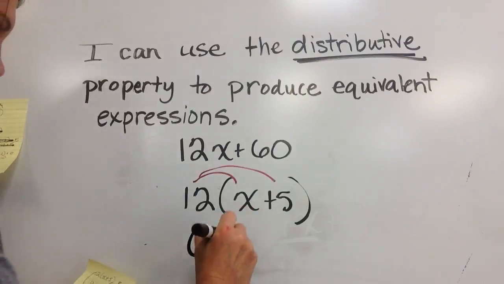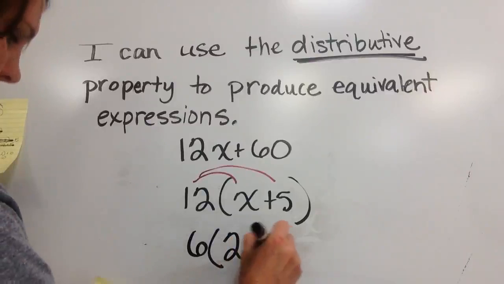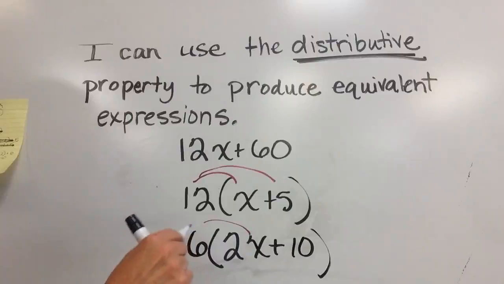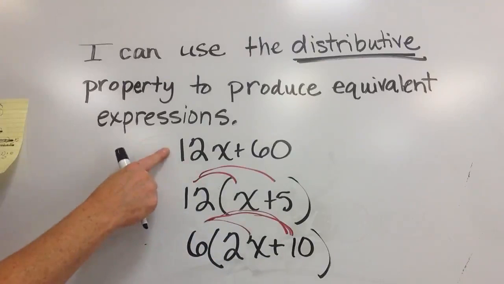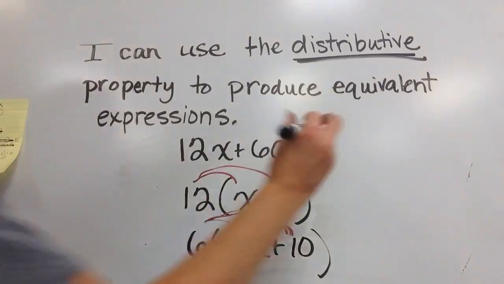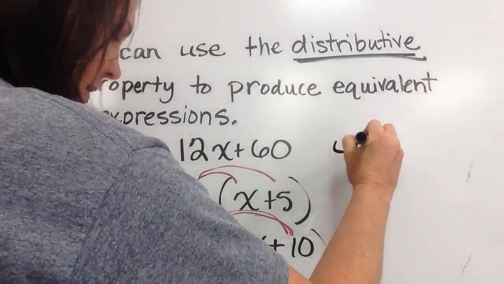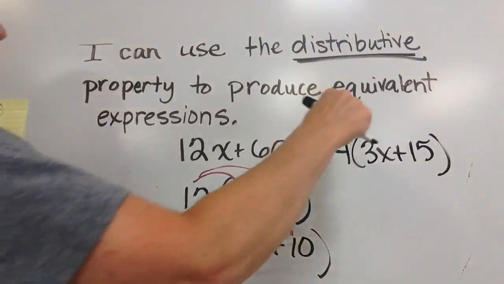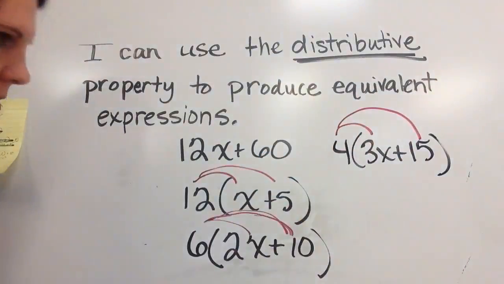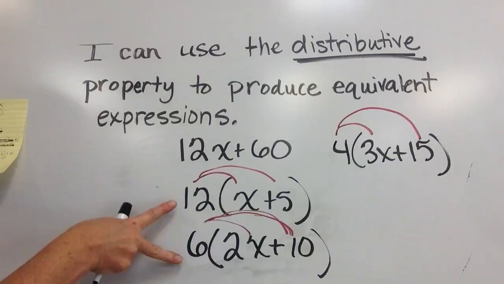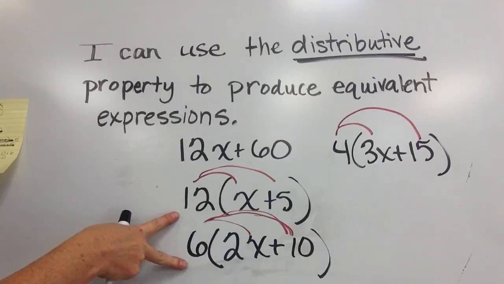Let's look at another one. 6 times (2x + 10). Again, using the distributive property, that gives me 12x and 60. So I know that this is also equivalent, which also makes these two equivalent. We'll look at a couple more. 4 times (3x + 15). If I distribute that 4, that gives me 12x + 60. So this is equivalent to 12x + 60, which also makes it equivalent to these.